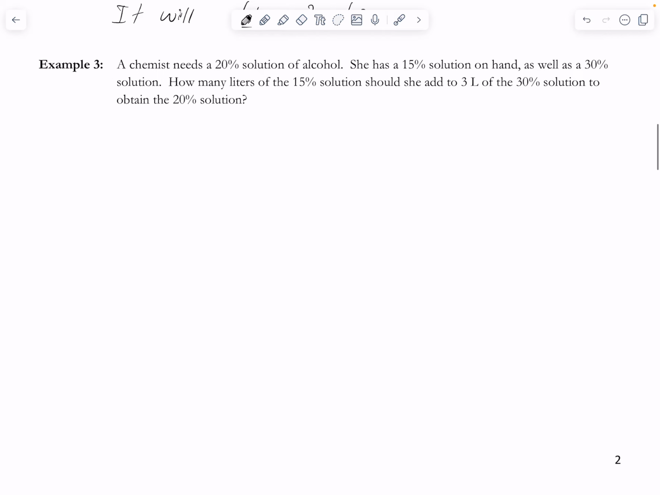Example 3. A chemist needs a 20% solution of alcohol. She has a 15% solution on hand, as well as a 30% solution.